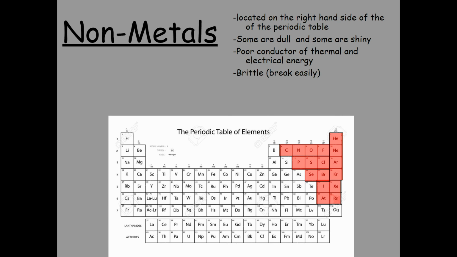Nonmetals are also brittle. They break very easily. We do say that they're partially malleable. Sometimes they can be partially made into a foil, and they are partially ductile. They can be pulled into a wire a little bit.